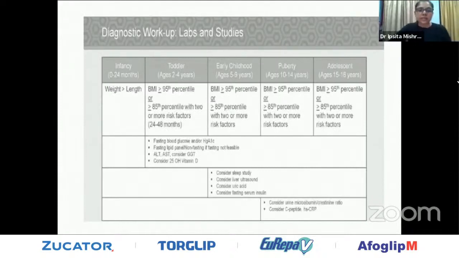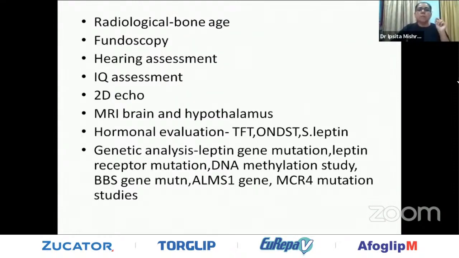Now, how do we work them up? Until 2 years of age, genetic analysis is usually not done if full stigmas are not there. Beyond that, go for the estimation of various comorbidities as mentioned: glucose values, lipid profiles, LFTs, and ultrasound. Bone age estimation is a must because in endocrine causes, bone age is delayed, whereas in exogenous causes, it will be advanced. Beyond that, fundoscopy, hearing, echo, MRI, hormonal and genetic analysis must be individualized.